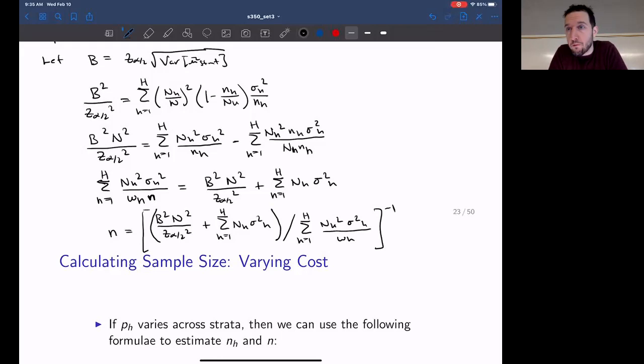So as I said, it's not the prettiest calculation in the world, but if you compare it to what we did for the SRS approach, it's pretty much equivalent. The only difference is that we have a weighted sum of the variances within the numerator and denominator of the expression.